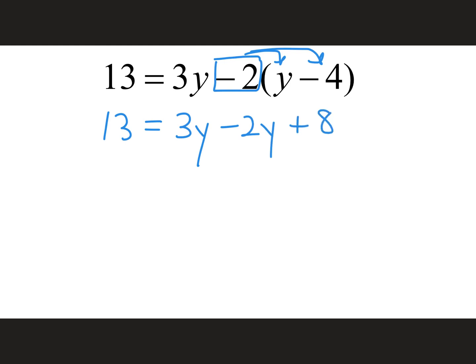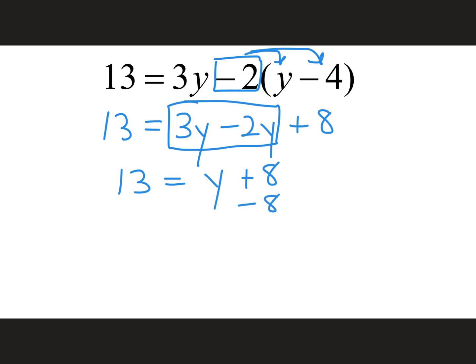Are there terms that I can combine? Yep, right here. What is a 3y minus a 2y? 1y. And so I'm just going to put y, I'm not going to put the 1 there. Oh, now we're at a one-step equation. Minus 8, minus 8. And we have a 5 equals y. That wasn't too bad, right? I hope you're getting this.